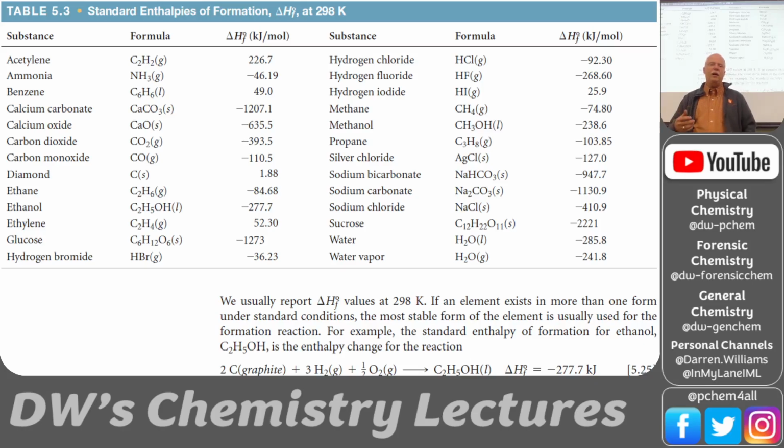And then also the more elements you have, like look at sucrose over here. Sucrose, negative 221. Again, you've got a lot of atoms in there. 12 carbons, 22 hydrogens, 11 oxygens. So the bigger the molecule, the more energy is released as you form it from the elements and so on.